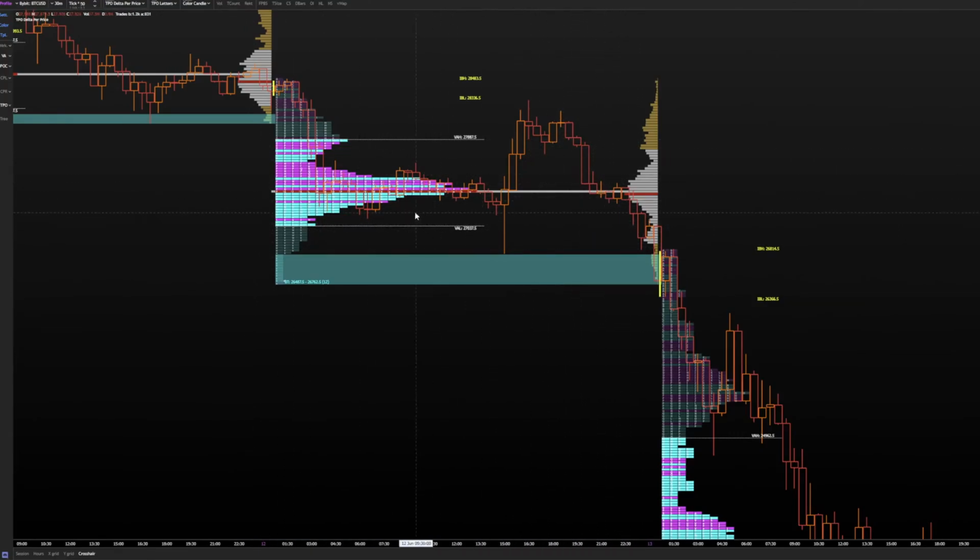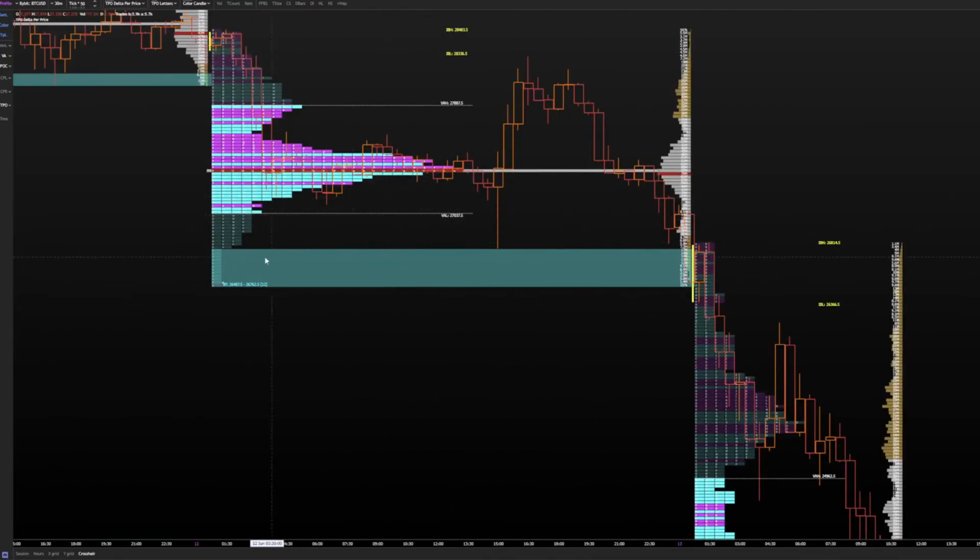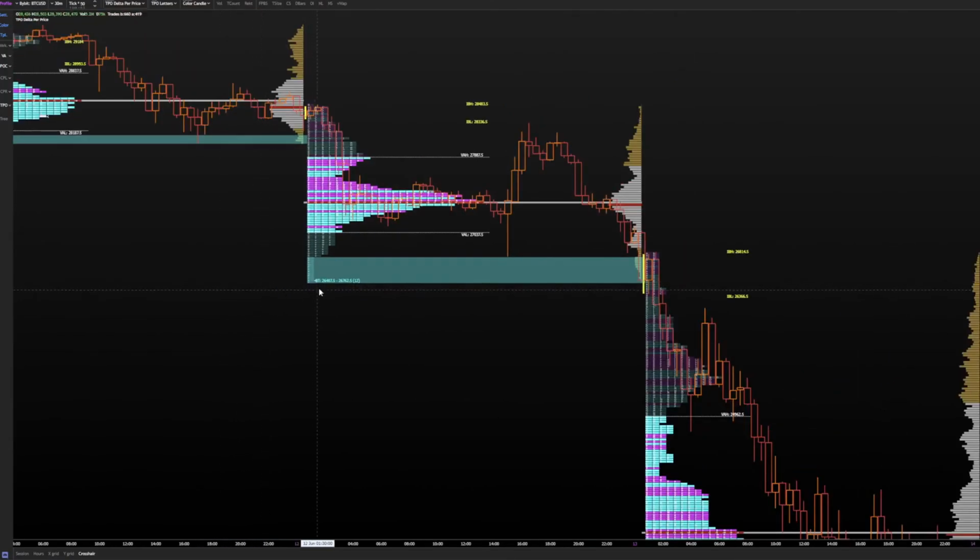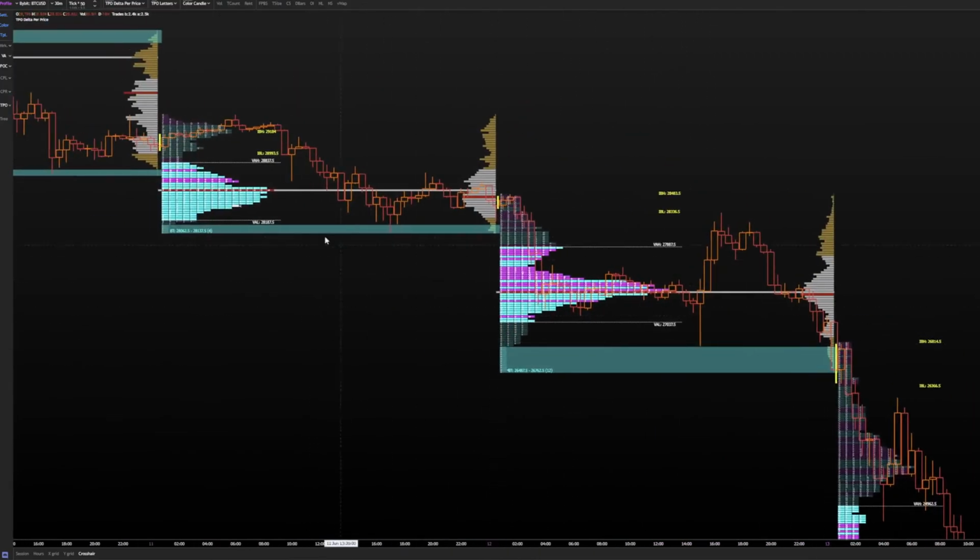So what have we got here? Where's the daily close? We've got the daily close. In fact, we've got the daily close right down here at the bottom of the buying tail, right at the bottom of the profile. So one could take from that we may continue, and obviously we did.